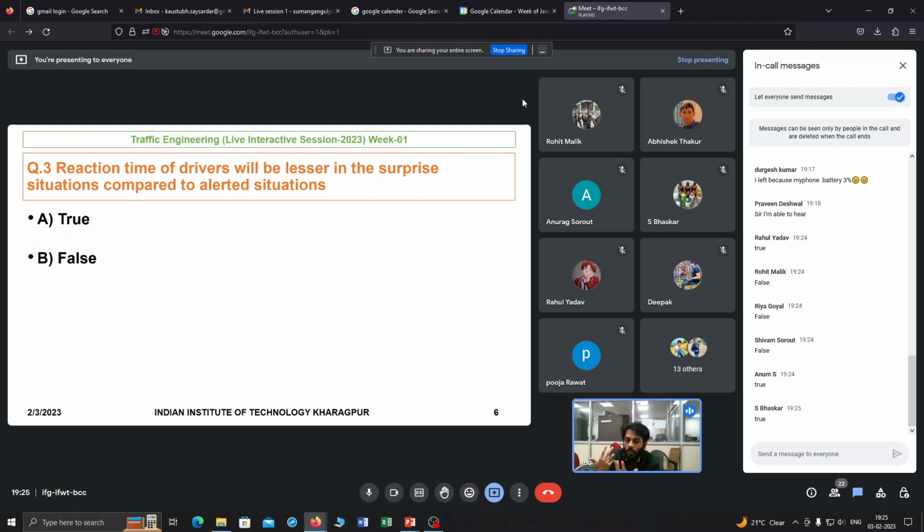Suppose you know that I need to stop at a signal, at a signalized intersection. So you already know I need to stop. So you will be ready. Your perception reaction time is expected, so it will be lesser. So are you getting the point?